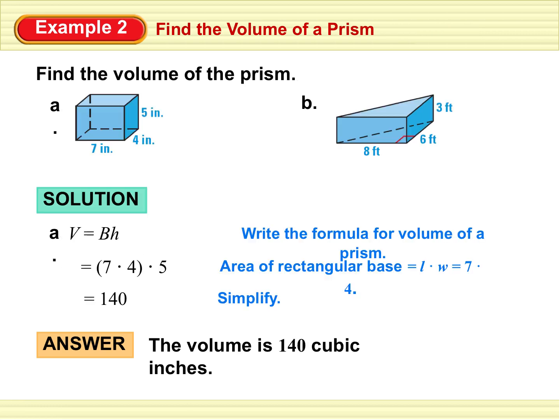Okay, good. So let's talk about volume of a prism. We're going to do volume of a prism today. So everyone write this formula down. V equals capital B times H. That's it. Okay, so again, what does capital B stand for? Area of the base. Not just the base, it's the area of the base.